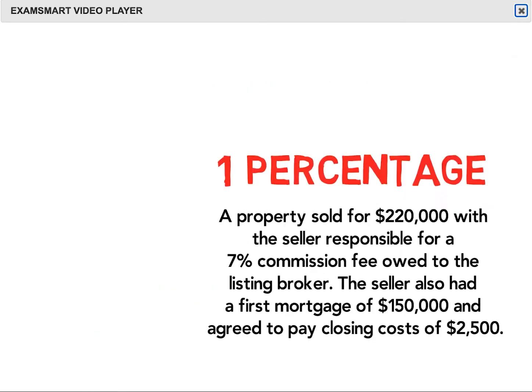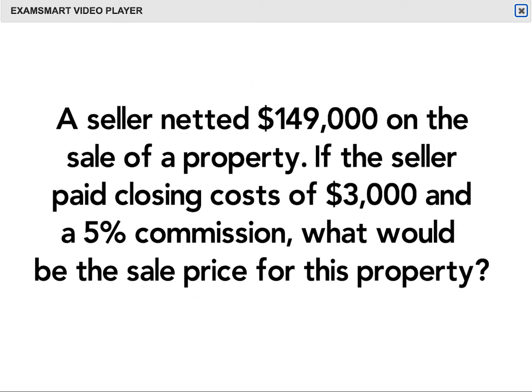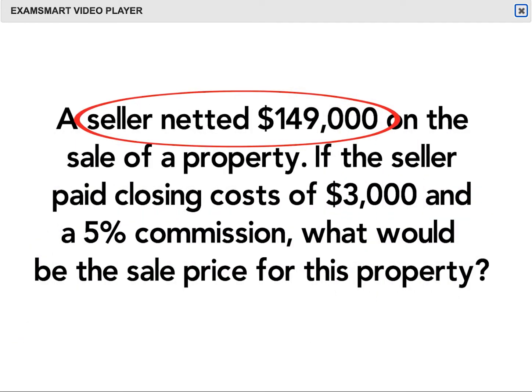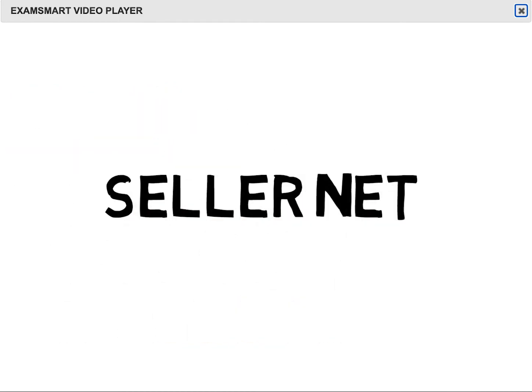A problem might say that a seller netted $149,000 on the sale of a property. If the seller paid closing costs of $3,000 and a 5% commission, what would be the sale price for this property? Anytime they give us a property where the seller nets out so much money and we have to figure out the total sale price of the property, here's the easiest way to do that in a straightforward manner. Let's start off with what the seller nets out and add in all of the costs that the seller is going to have to pay.